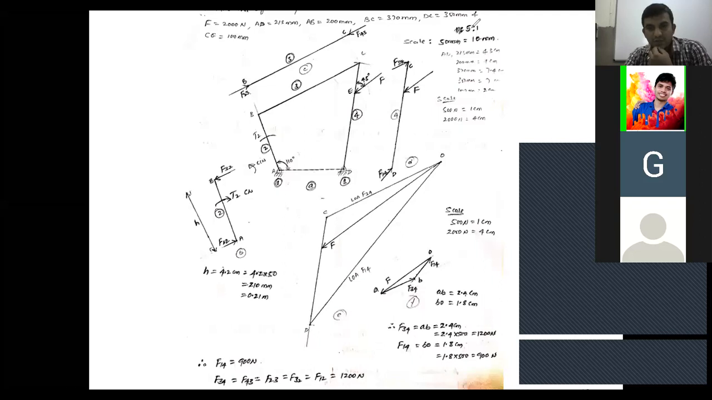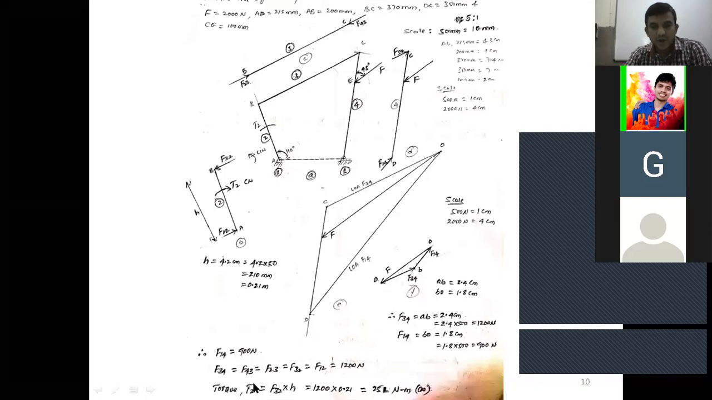So what is the scale you have chosen here? 5:1 means 1 centimeter is equal to 5 centimeter, or 110 mm is equal to 50 mm. Multiply here, we get in millimeter, convert into meter. That is H is equal to 0.21 meter, right? Then total torque is equal to force into distance, 1200 into 0.21, that is 252 newton meter. What direction does that produce here?